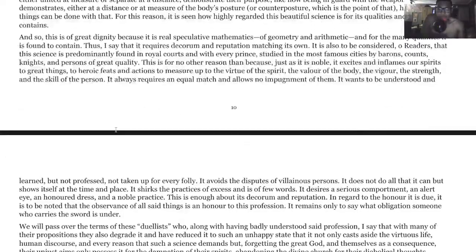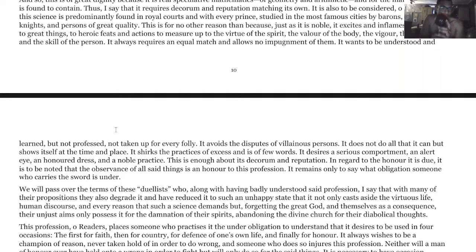And so this is of great dignity because it is real speculative mathematics of geometry and arithmetic, and for the many qualities it is found to contain. Thus I say that it requires decorum and reputation matching its own. It is also to be considered, O readers, that this science is predominantly found in royal courts and with every prince, studied in the most famous cities by barons, counts, knights, persons of great quality.